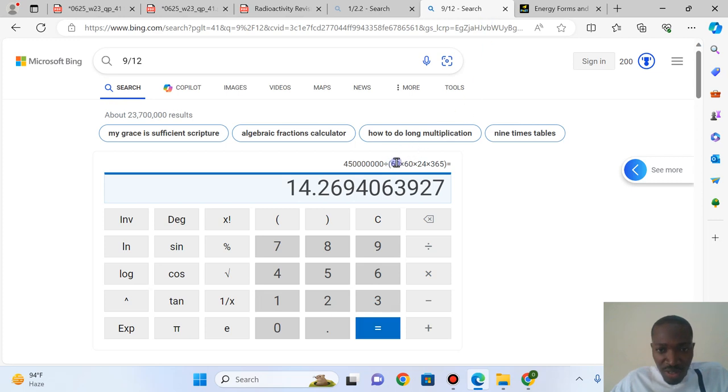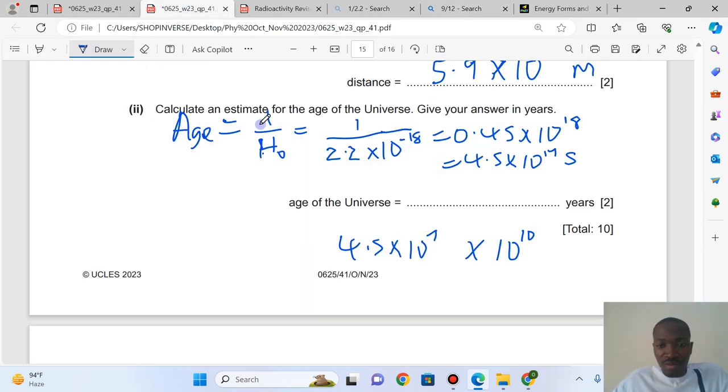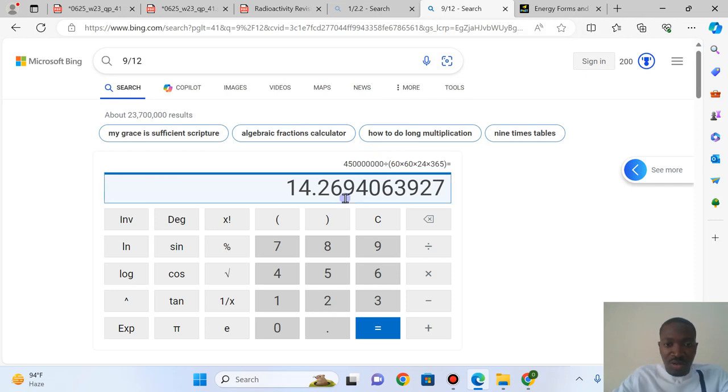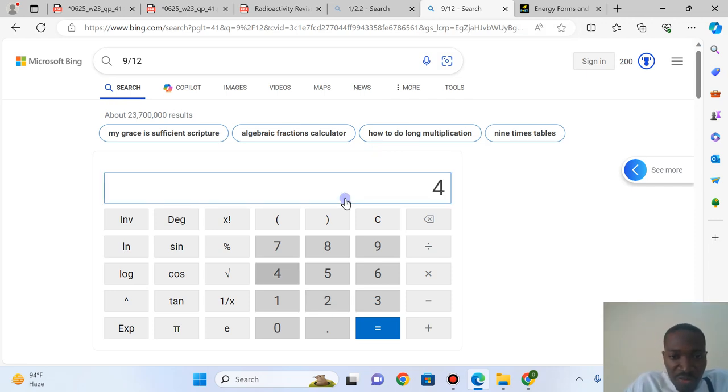Let me check if I've done the correct thing. 1, 2, 3, 4, 5, 6, 7. 1, 2, 3, 4, 5, 6, 7, 8. I did eight instead of seven. That's why the number of zeros there is not correct. 1, 2, 3, 1, 2, 3, 4, 5, 6. This is 4.5 times 10 to the power 17.